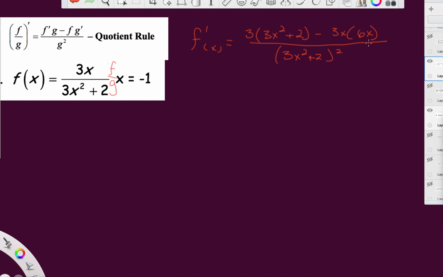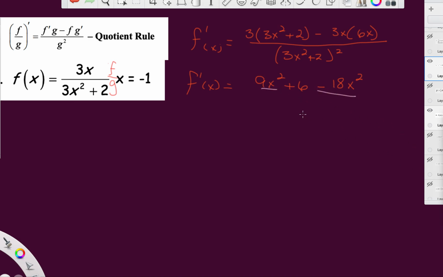All we have to do is clean up the top a little bit, with a little bit of distribution and combining like terms, and we'll be good to go. So let's continue f prime of x, and we'll do the other pieces in a second. Distribute the 3, so we've got 9x squared plus 6 minus 3x times 6x is 18x squared. I have 2 x squared terms. You can see them right here.